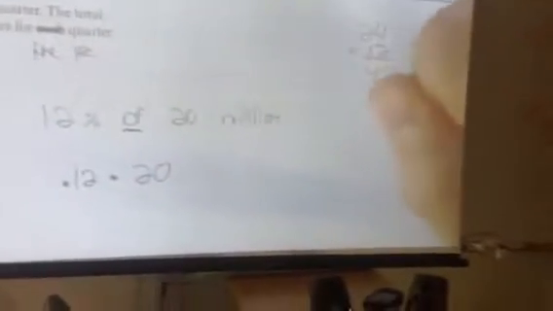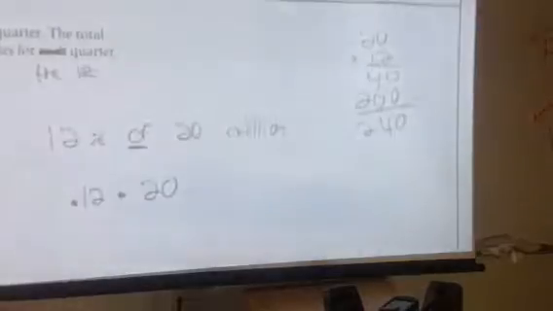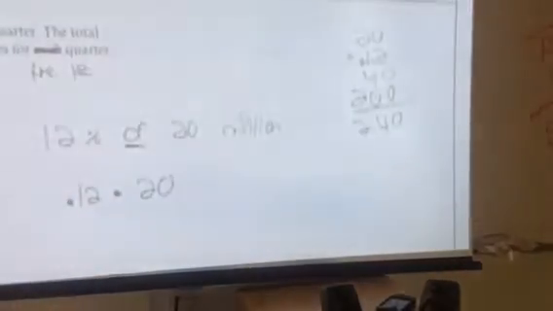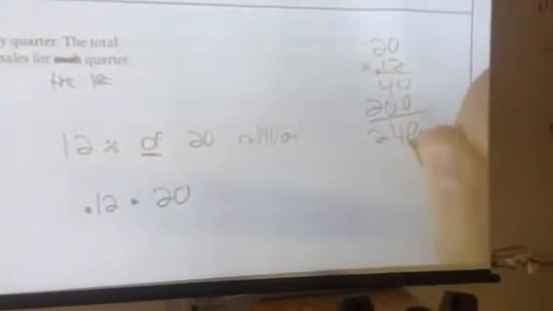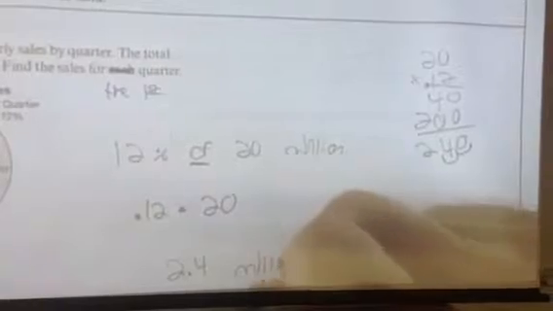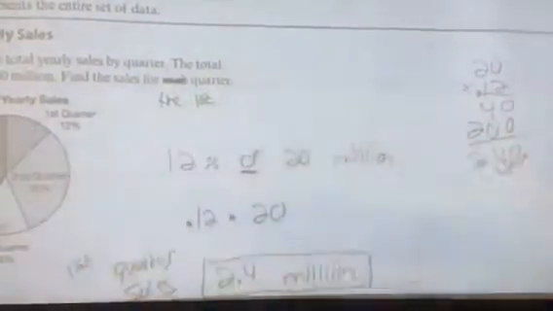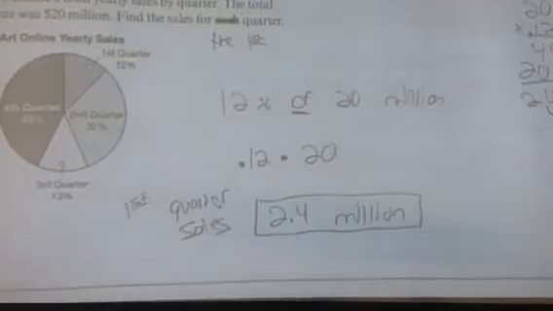0, 4, 4, 0, 0, 2, 24. Remember, I've got a decimal, so I want to count over 2 places to the right. So 1, 2. So that would give me 2 4/10 million. So, first quarter sales here is 2 4/10 million.